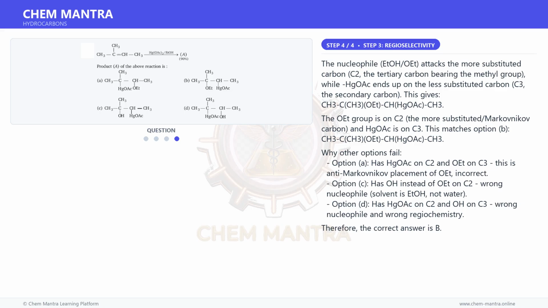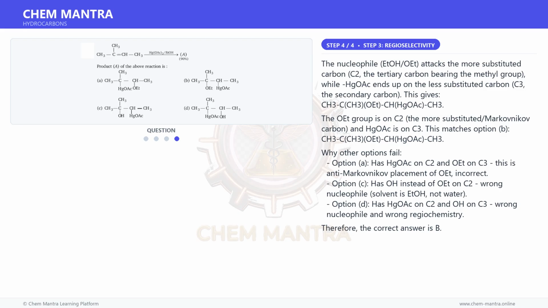And for the final step, the nucleophile, EtOH, attacks the more substituted carbon, C2, the tertiary carbon bearing the methyl group, while HgOAc ends up on the less substituted carbon, C3, the secondary carbon. This gives (CH3)2C(OEt)-CH(HgOAc)-CH3. The OEt group is on C2, the more substituted Markovnikov carbon, and HgOAc is on C3. This matches option B.